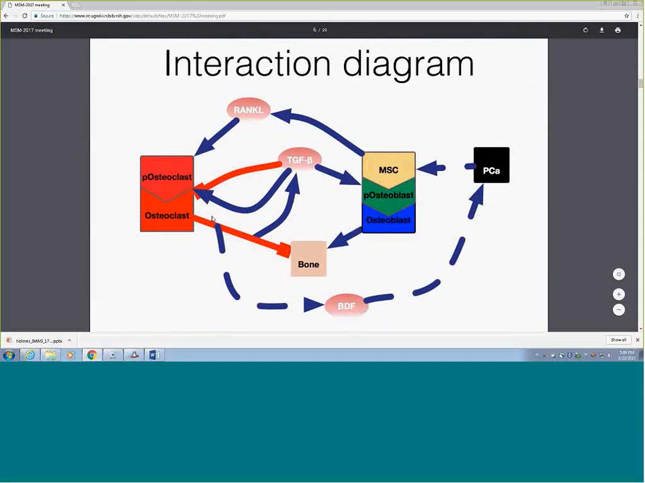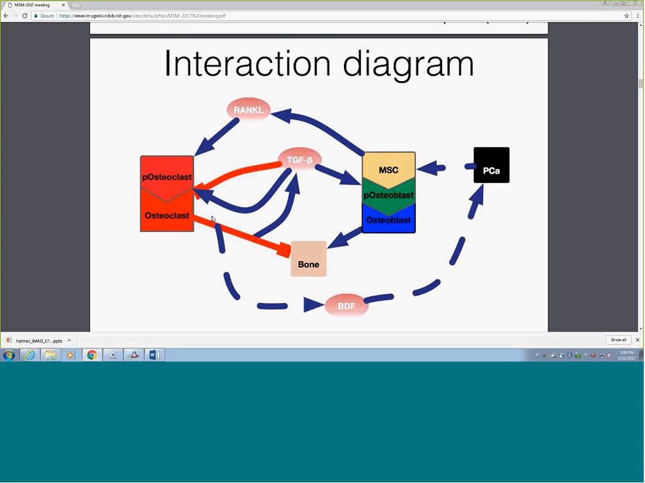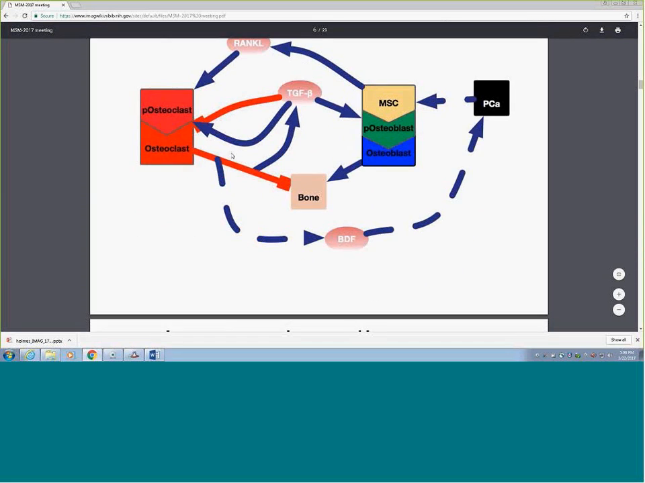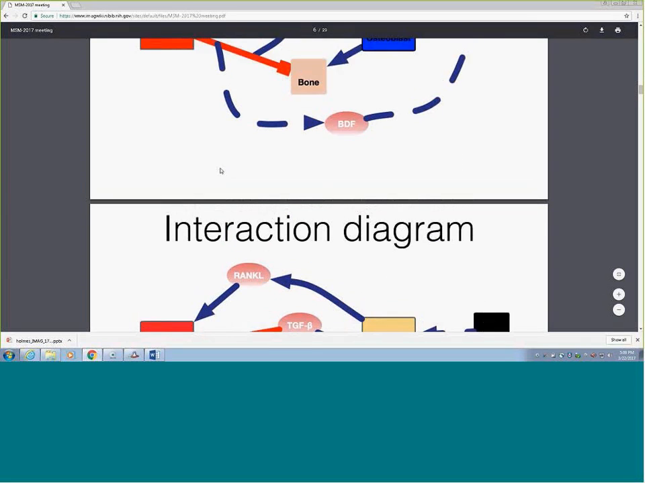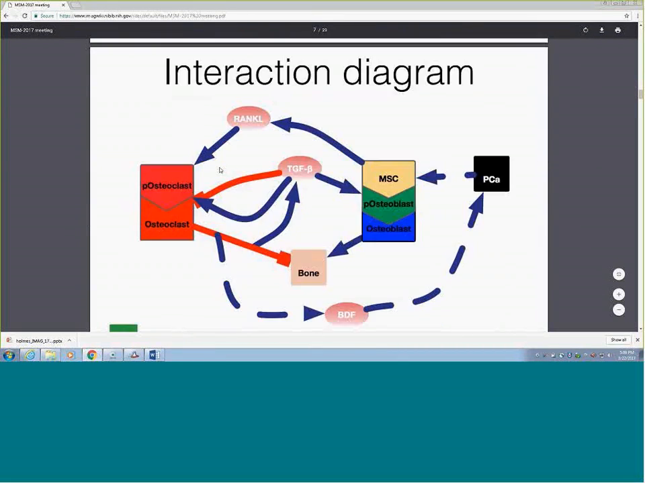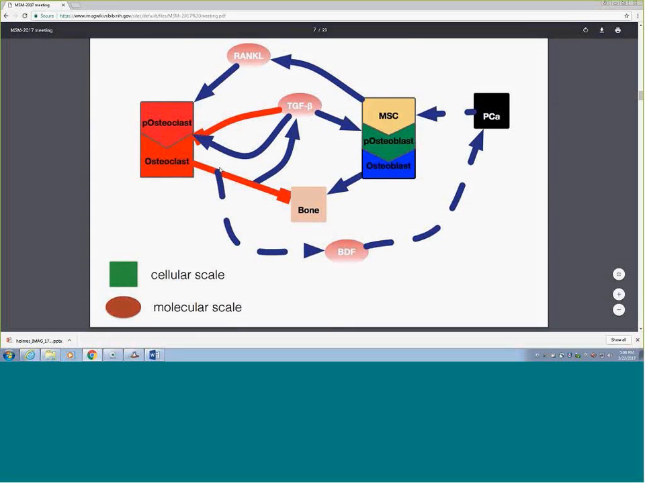Given that nature, we created a mathematical multi-scale model that is incorporating both cell types and, let me see if I scroll enough, yeah. And that's the nature of the animation you'll find here. You have to scroll another one and then you see all the information.